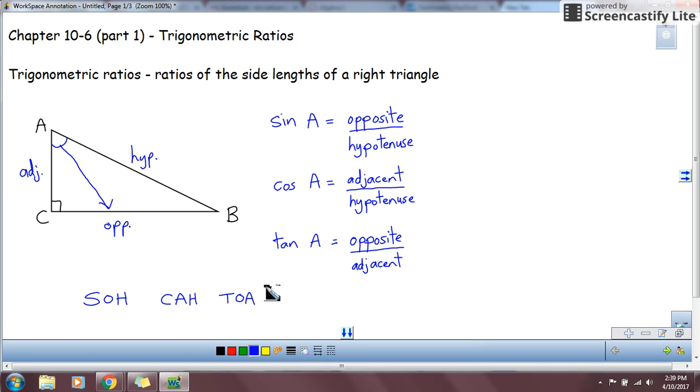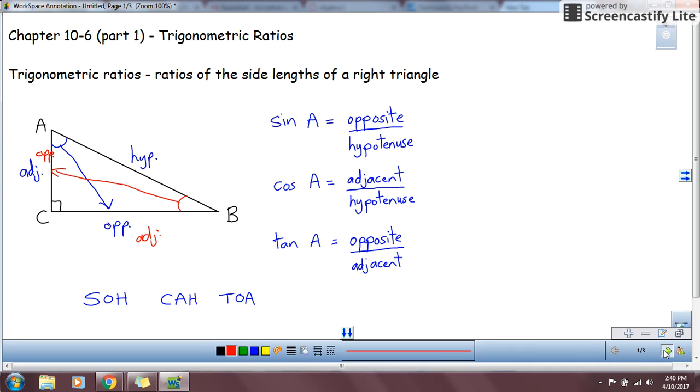Now, I do want to say, and we're going to see on the next slide too, that it depends on what angle you're looking at. For example, if we were looking from angle B, this would no longer be the opposite side. The opposite side of the triangle to B would be this one. So in red, this would be the opposite side to angle B, which would make this one the adjacent side. Obviously, your hypotenuse stays as your hypotenuse. So you have to be aware of which angle you are looking at as to whether the side is opposite or adjacent, because those two can change depending on the angle.